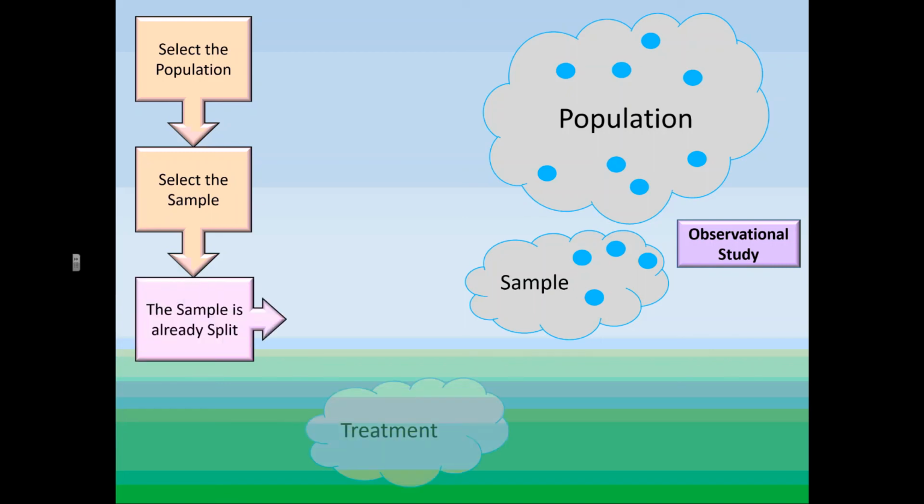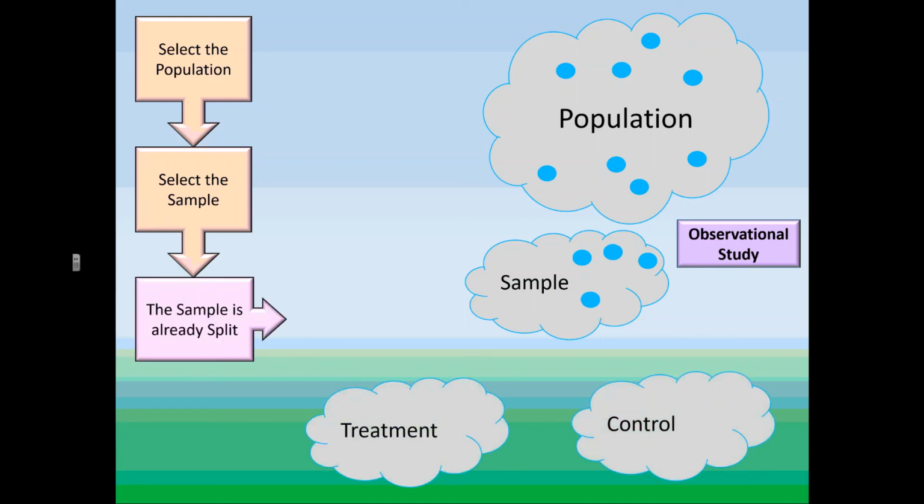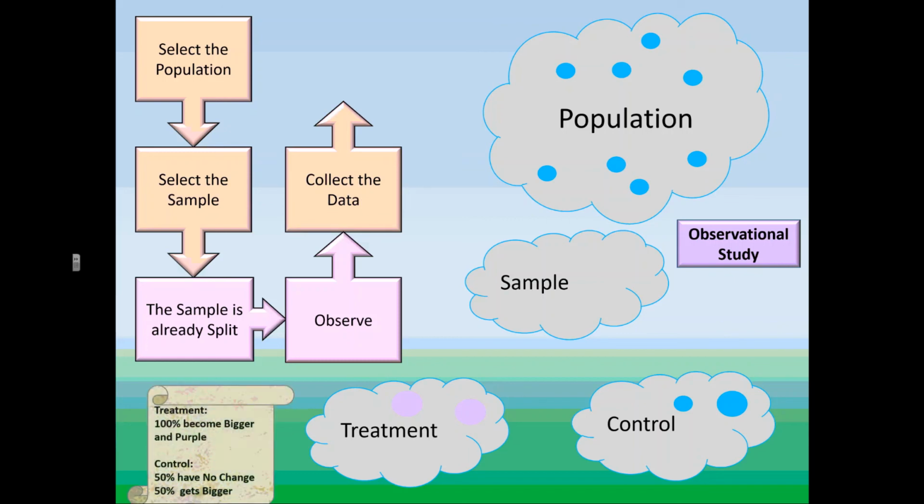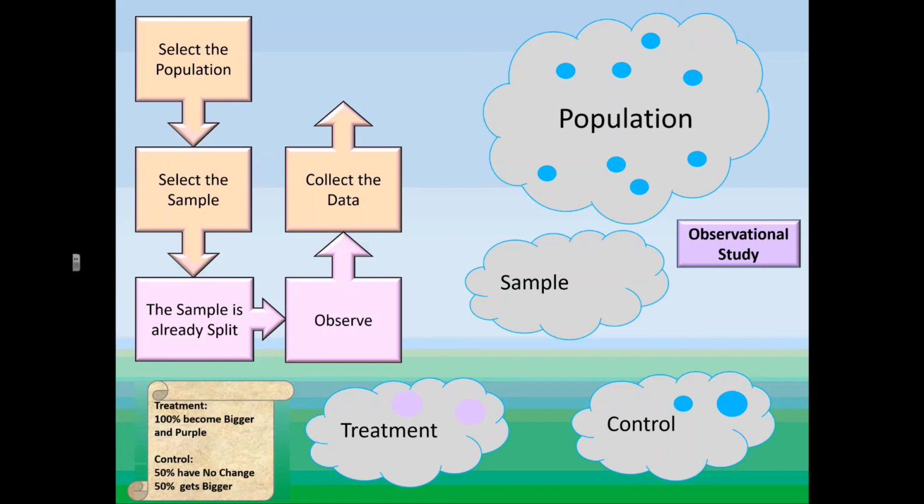The sample is already split, so these bubbles either already vape or they don't vape. We can't force them to vape, so they're either vaping or they're not vaping. And then we get to see what happens to them. So we observe, and we observe, and we figure out that the treatment just became purple, and they got bigger. That's the collecting data again. So in the treatment, we found 100% became bigger and purple. And in the control, 50% have no change and 50% became bigger.